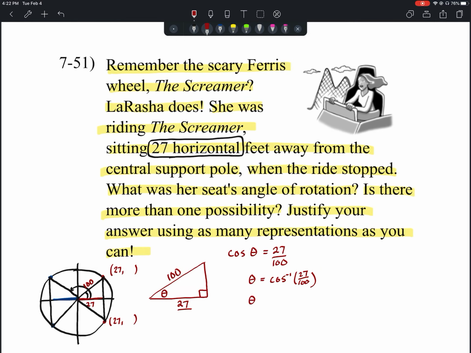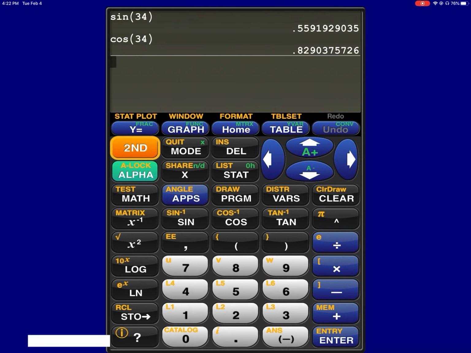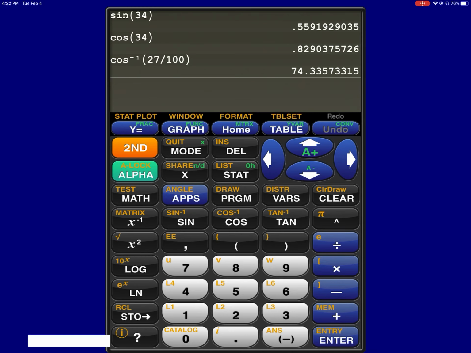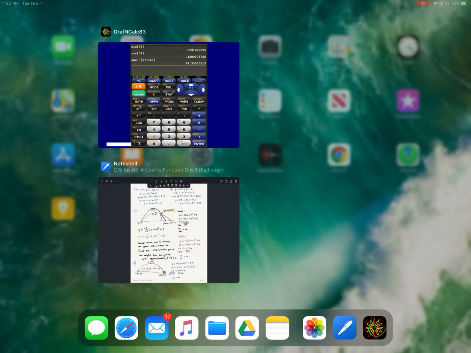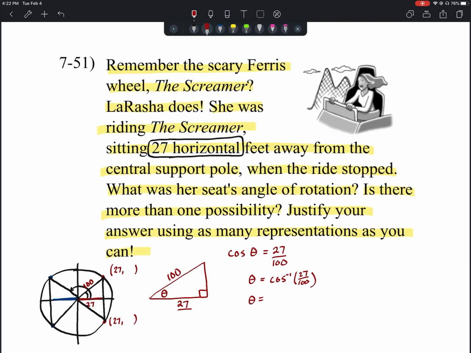Let's go ahead and do it on the calculator. We'll do second inverse cosine of 27 divided by 100. And remember, we're in degree mode on our calculator. It looks like it's about 74.34 degrees. So 74.34 degrees is what she would have been rotated in the first quadrant, right? So here, 74.34 degrees.